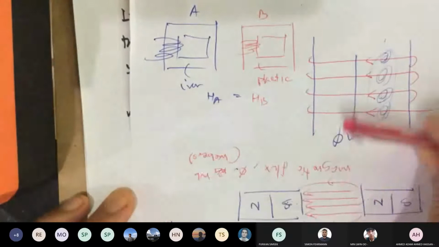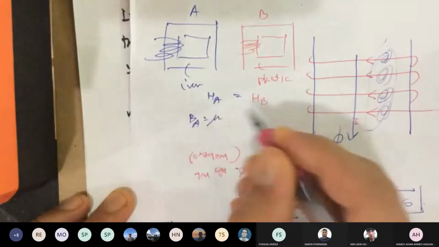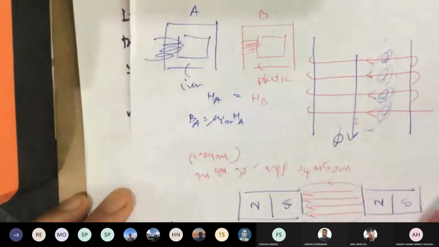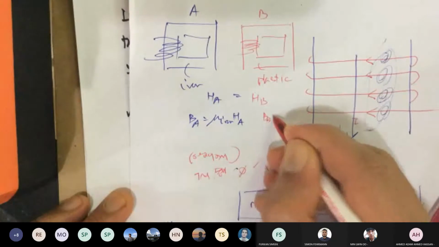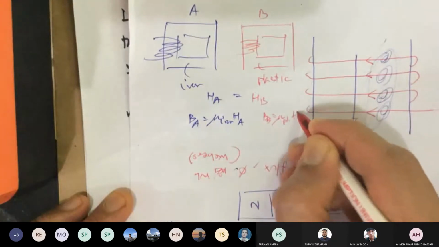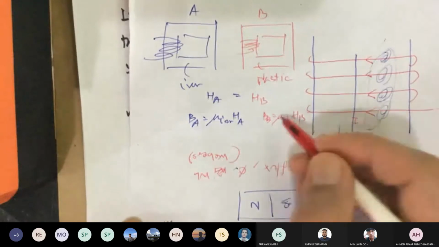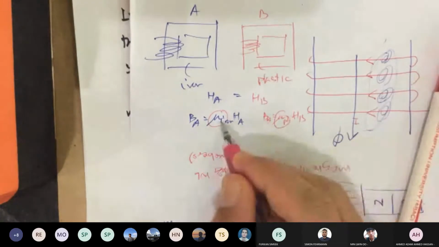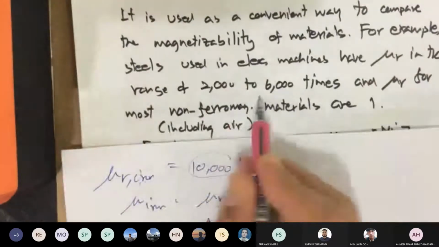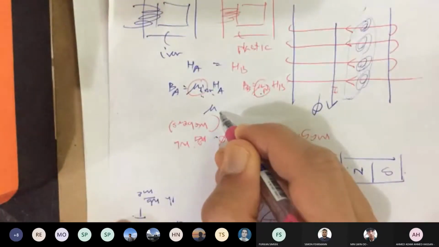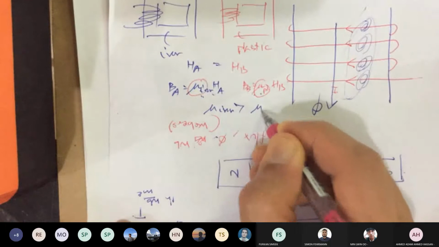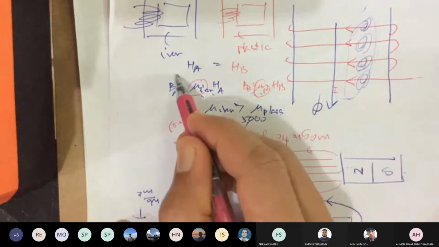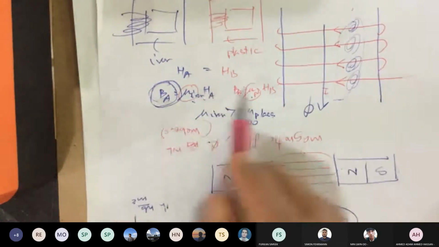But BA would be equal to mu iron times HA, while BB is equal to mu plastic times HB. Okay, compare these two. Assume on average, let's say 5,000 times. This would be mu iron is larger than mu plastic 5,000 times. So I get 5,000 times stronger magnetic field. You see how that works.